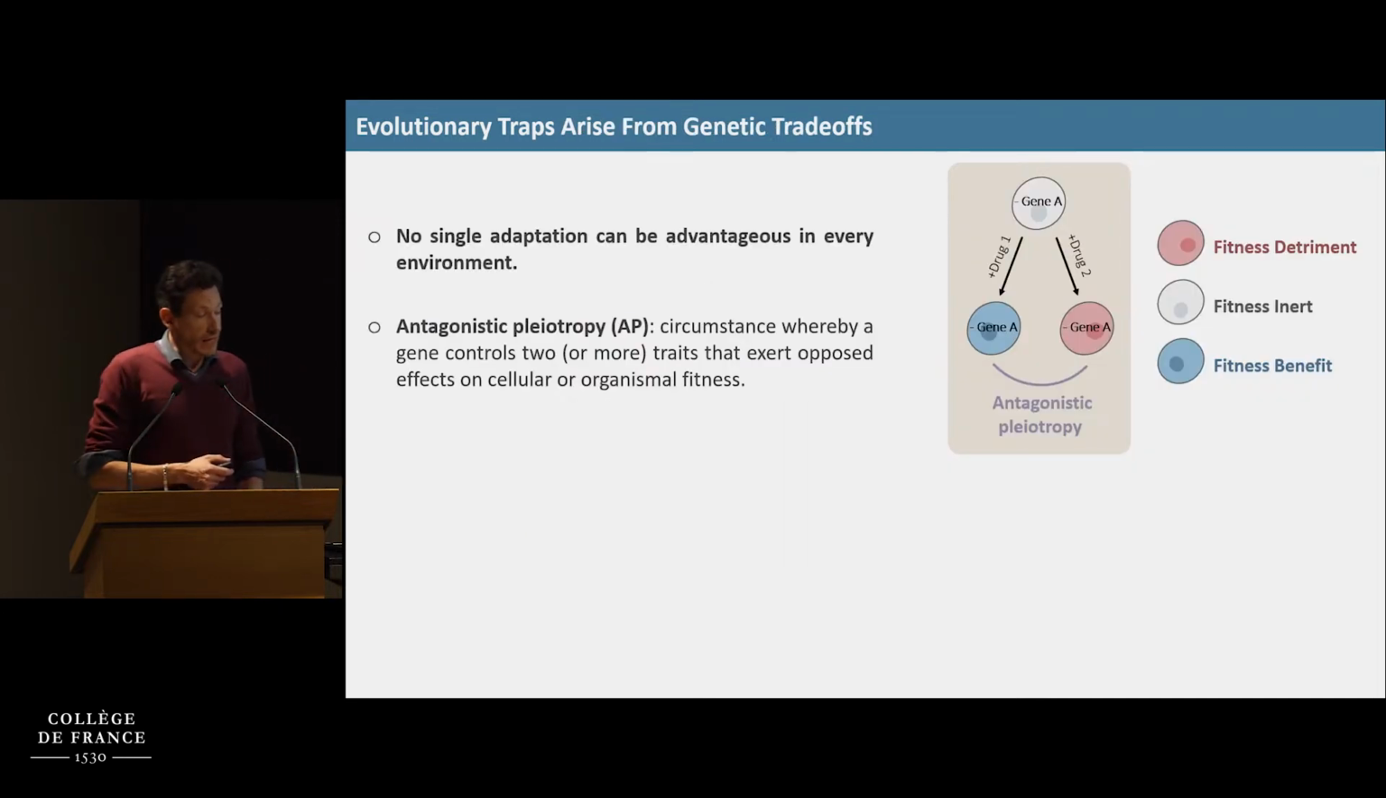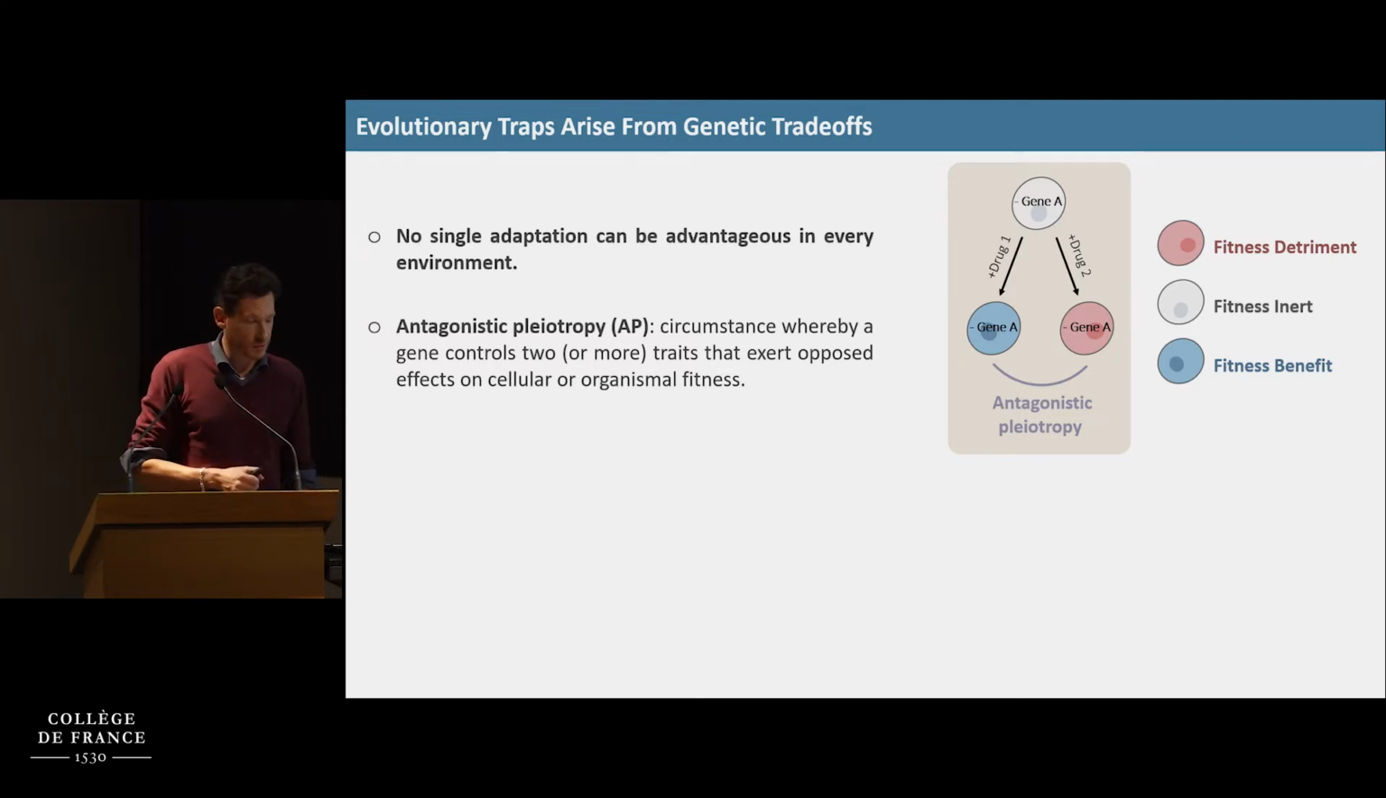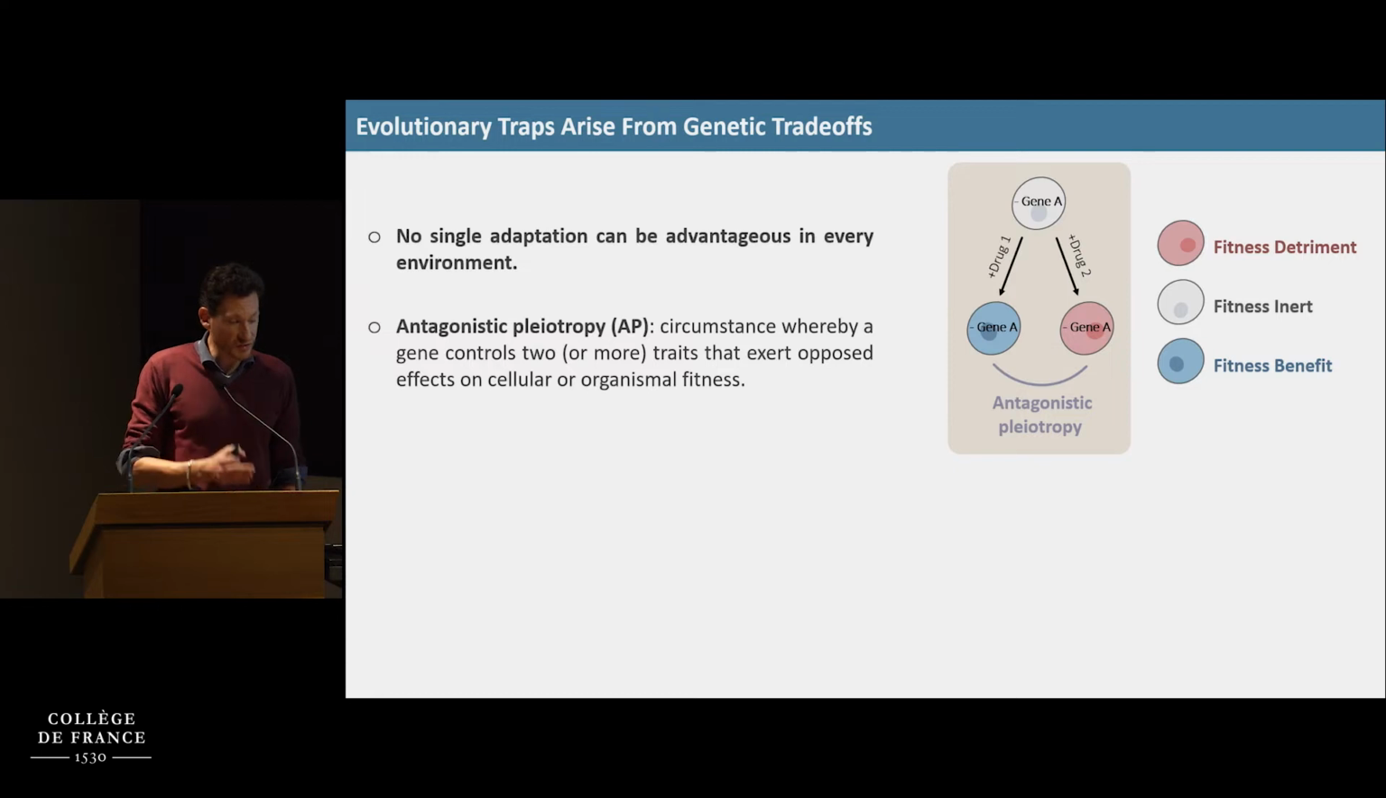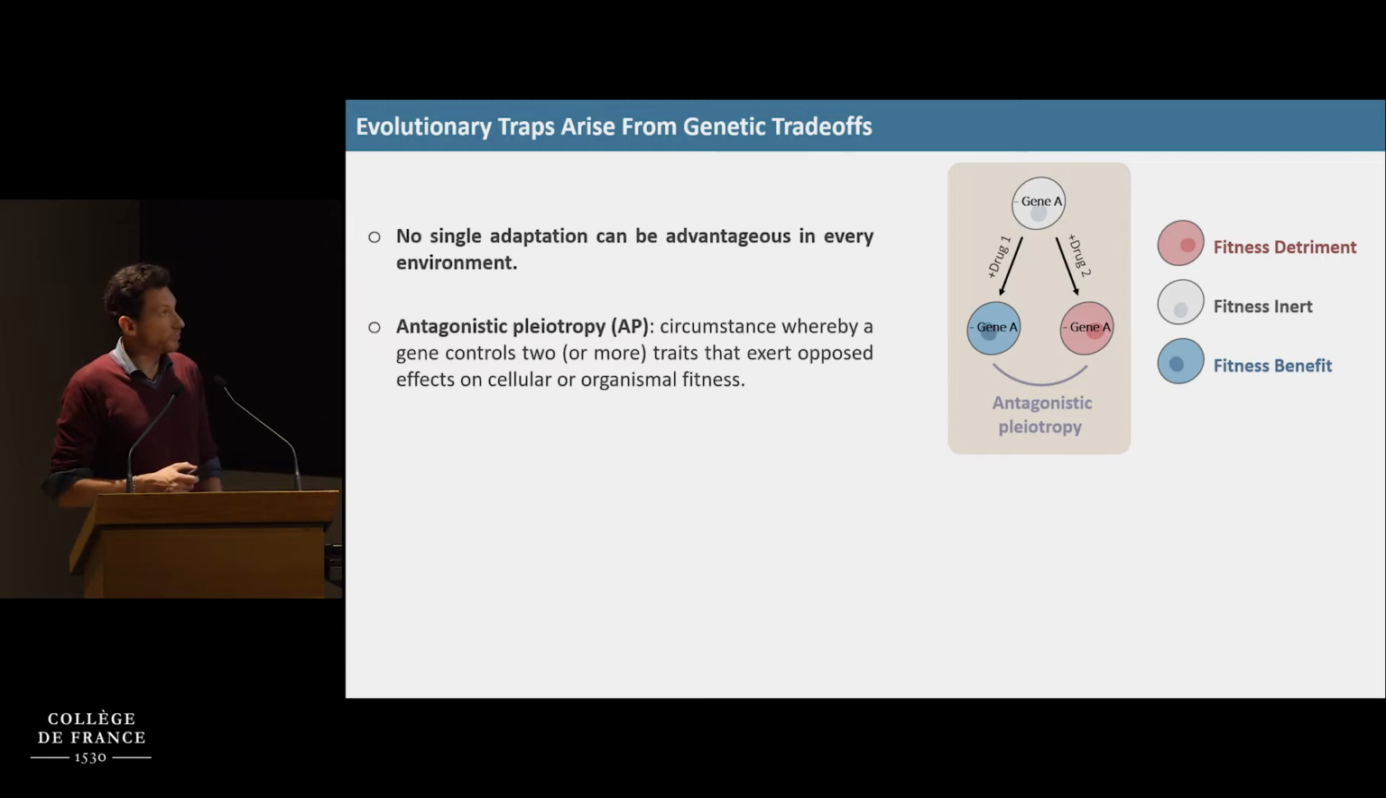This evolutionary traps idea arises from the fact that no single adaptation can be advantageous in every environment. There is a genetic trade-off that is then inherent to these evolutionary processes. The geneticists have formalized this idea through the concept of antagonistic pleiotropy, or AP. These define genes that could exert multiple traits with opposed effect on cellular or organismal fitness. This means that the net fitness of an AP gene is directly dependent on the type of pressure that is applied on the cells or on the given organism.